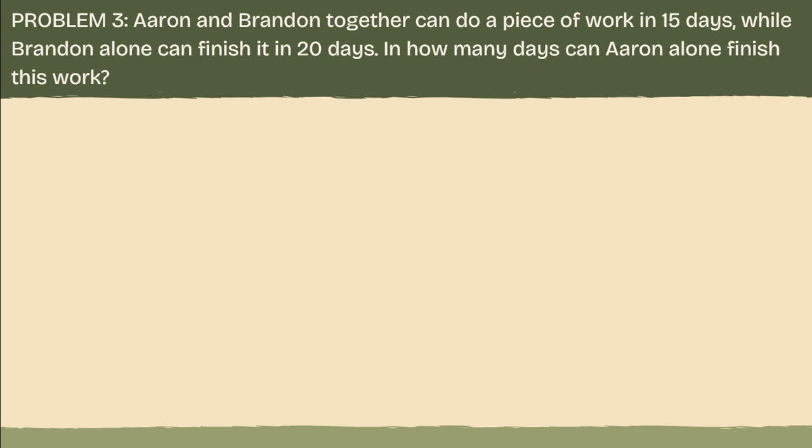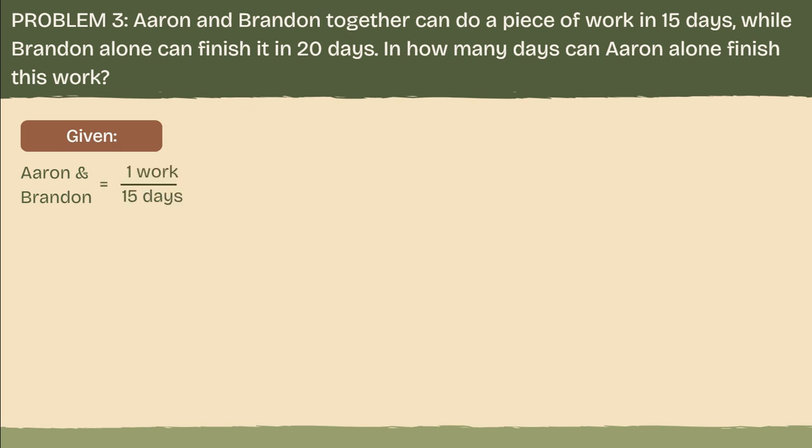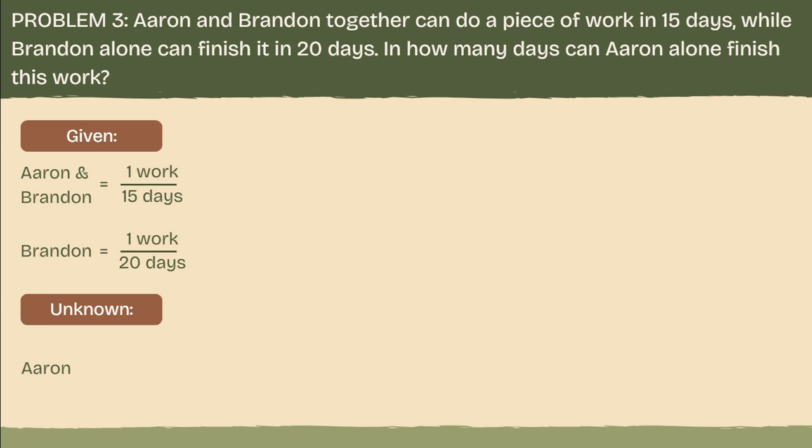In how many days can Aaron alone finish this work? Let us write the given. We are told that the combined rate of Aaron and Brandon is 1 work per 15 days, while that of Brandon is 1 work per 20 days. Now, we are asked to determine the number of days Aaron can finish the work. That would be 1 work per X days. X represents the number of days Aaron can finish the work.